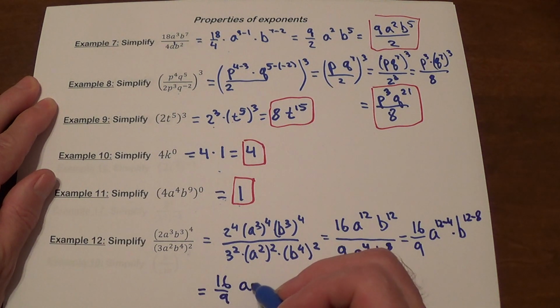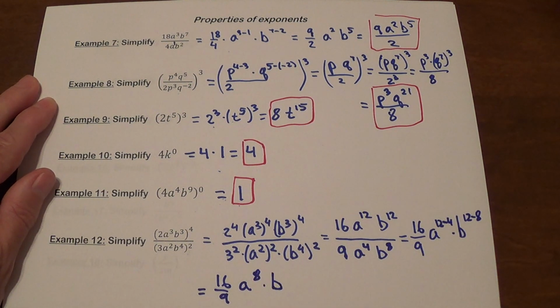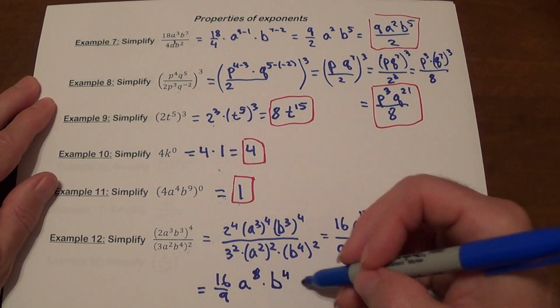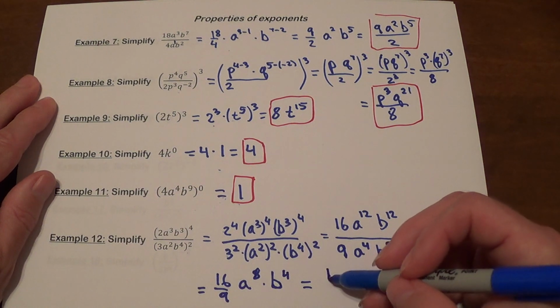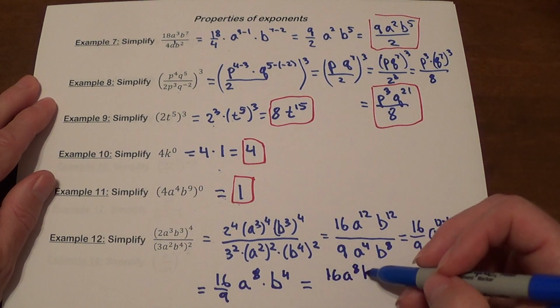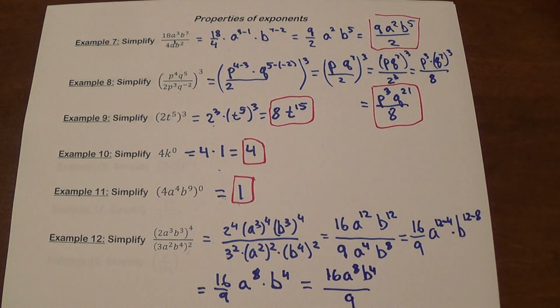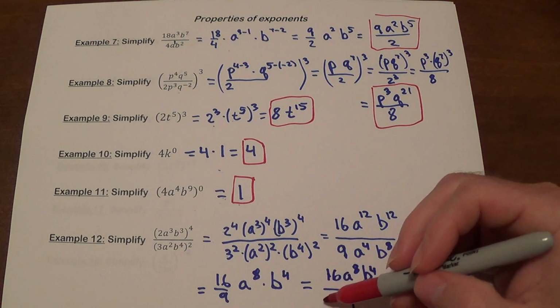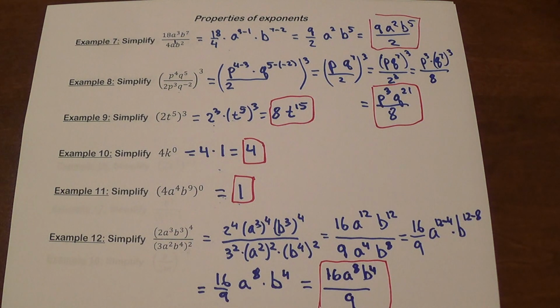That's going to be a to the power 12 minus 4 is 8. And b is going to be to the power 12 minus 8, which is 4. And we typically write that as a single exponent. Look back at example 7. 16a to the 8th, b to the 4th, divided by 9. That is the answer for this problem. So one main thing that you should be understanding now, it basically all comes down to applying each property individually and then simplifying that as you move along.